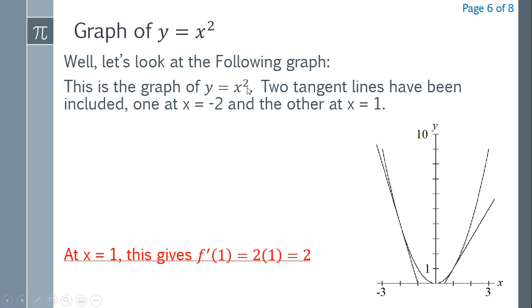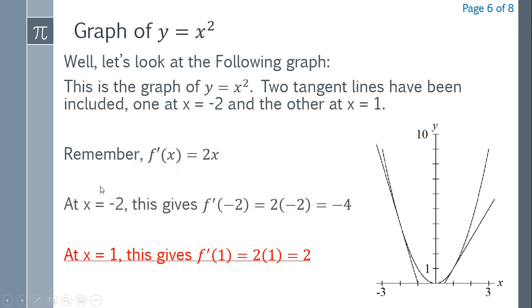So here we've got one tangent line at negative 2, and we looked at the one at positive 1. So f prime of x is 2x, so at x equals negative 2, f prime of negative 2 is 2 times negative 2, so negative 4. So my slope at negative 2, where it touches in one point, I know it doesn't look quite like that, would be negative 4, and at x equals 1, it would be positive 2. So that's what it means to take a derivative.